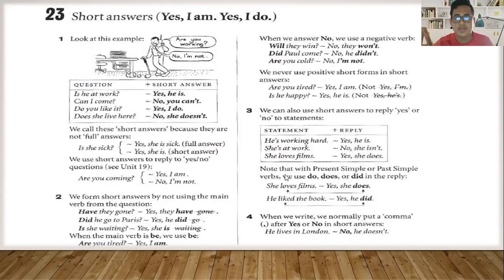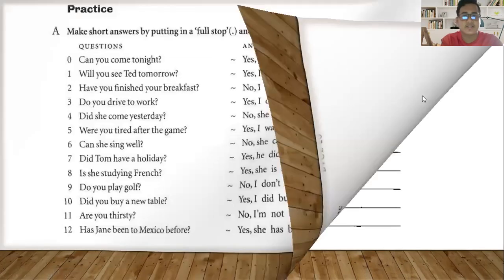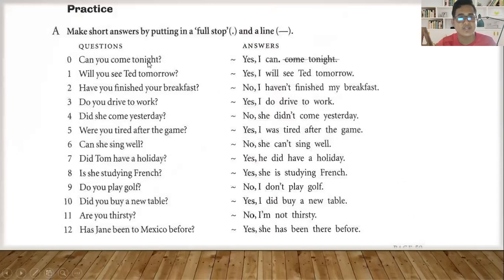Okay, any question about this one? Okay, I will practice. This is the first exercise that we have to practice. Make short answers by putting in the full stop. Put in a full stop and line.